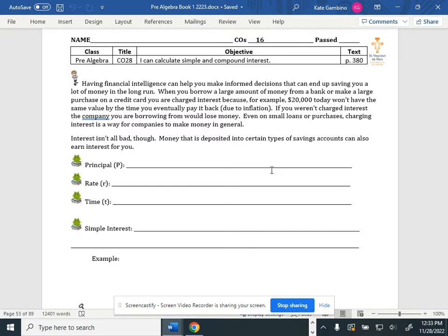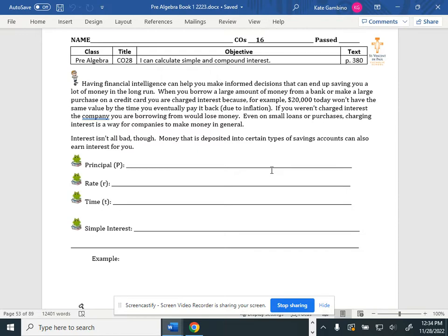Interest isn't all bad, though. Money that is deposited into certain types of savings accounts can also earn interest for you. How many of you have a savings account? Yeah, there's a good amount of us that have savings accounts. And this is another reason why we're learning about it now. Because with your savings account, you can be earning money. You get interest. And with different types of accounts, you make different types of interest on it. So your money is making money. Mario?